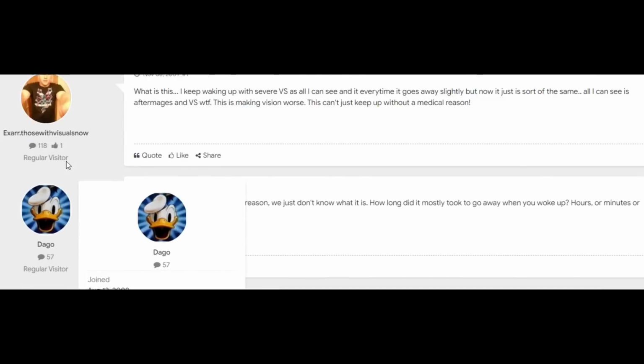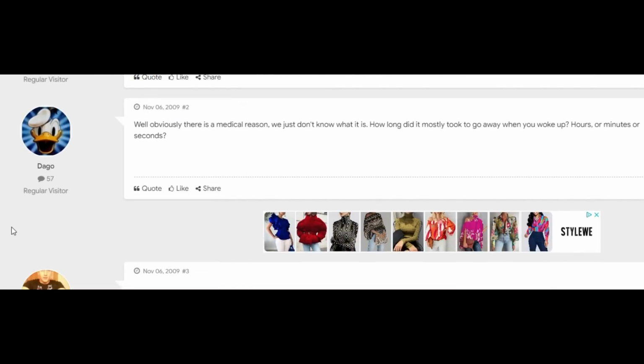So on November 6th, 2009, he says, "What is this? I keep waking up with severe VS as all I can see. And every time it goes away slightly, but now it is sort of the same. All I can see is after images and VS. WTF. This is making vision worse. This can't just keep up without a medical reason." And then Dago responds, "Well, obviously there's a medical reason. We just don't know what it is. How long did it mostly take to go away when you woke up? Hours or minutes or seconds?"